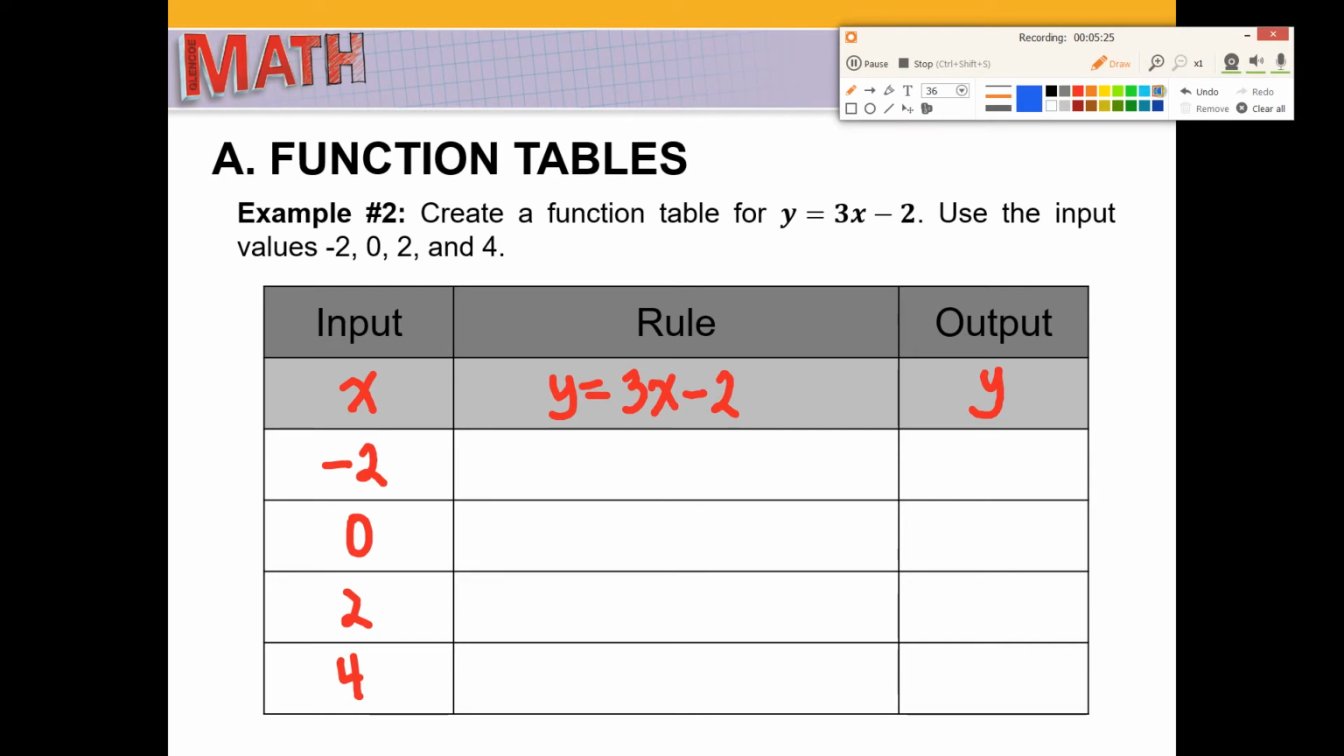So what do we have to do? Since these are the x values, we will exchange these numbers with the x in our rule or in our equation. So let's do that one by one.